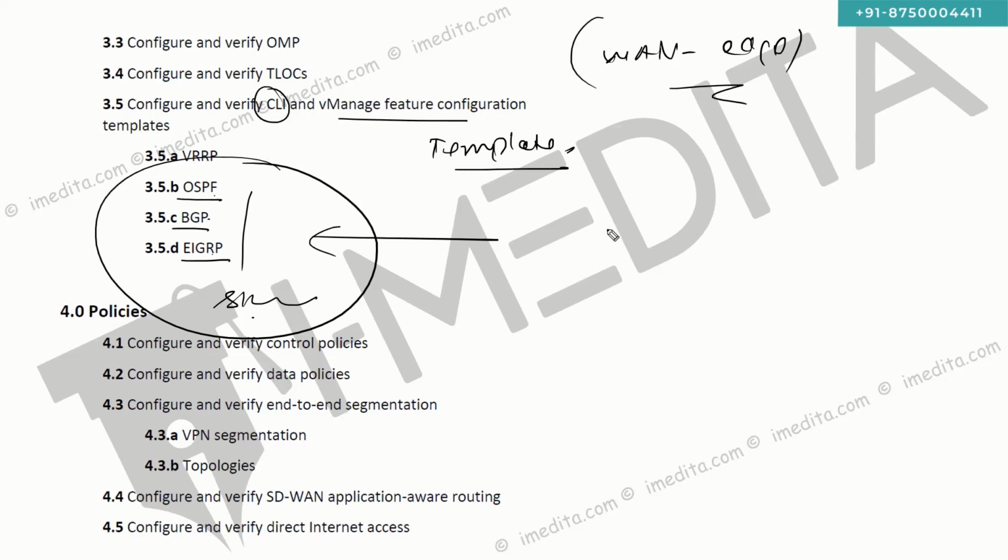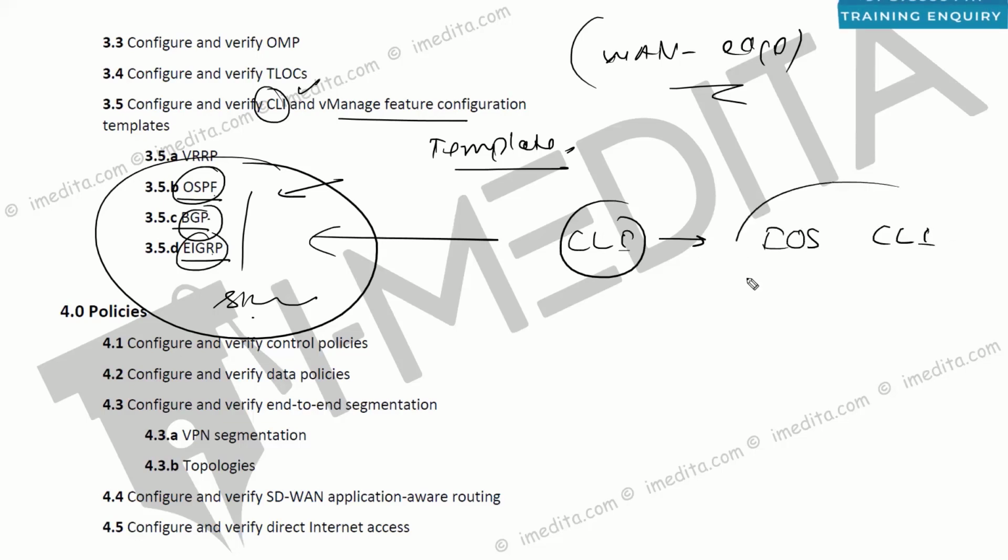So just like we configure functions on a typical router like OSPF, BGP, EIGRP using CLI, we can still do the same here as well. And the command line interface is pretty much similar to the Cisco IOS command line interface, very much similar. In fact, a lot of commands are exactly the same. So it will not be very challenging to work on the command line interface.